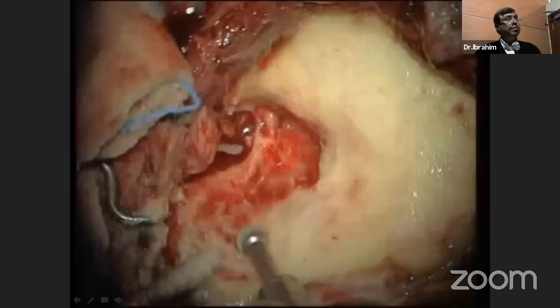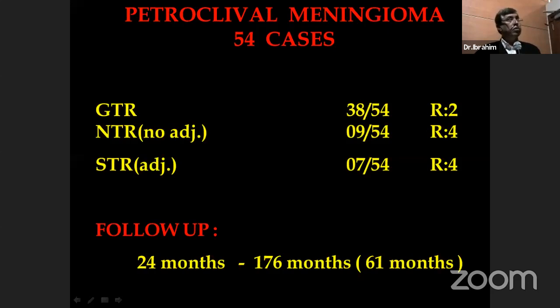And this is a case of mine where I used the presigmoid approach. Gross total resection, you cannot remove Simpson grade 1 in posterior fossa. Not me, not anybody, not any master in the world. So you go for gross total resection. If you can't, you do near total resection or subtotal resection. Look at the follow-up. Minimum is 2 years. But look at this. This is the longest follow-up.